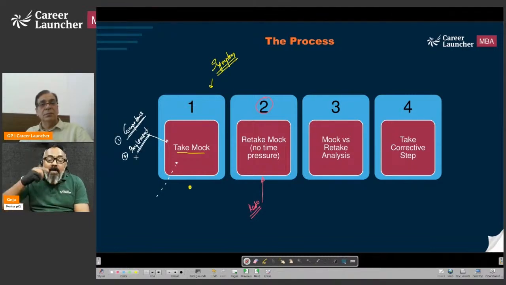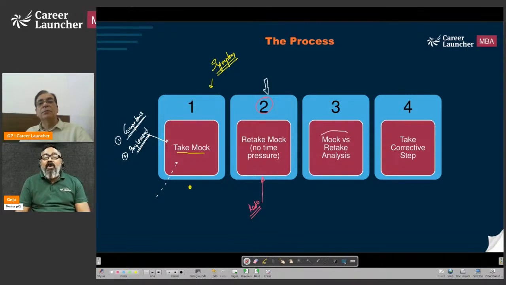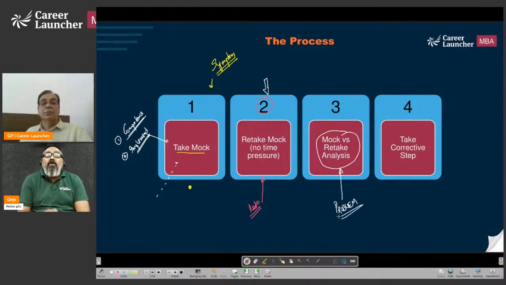Am I able to implement my learning in the mocks? वो बहुत सारा बात होता नहीं है ना. So ये पहला second step है. उसके बाद is where you do actual mock and a retake analysis. ये this is not giving solution. This identifies problems. Identifying the problem is actually 75% of the problem solved, and then we may take corrective steps. Then we can understand the corrective step.